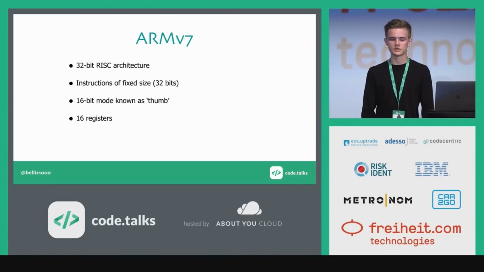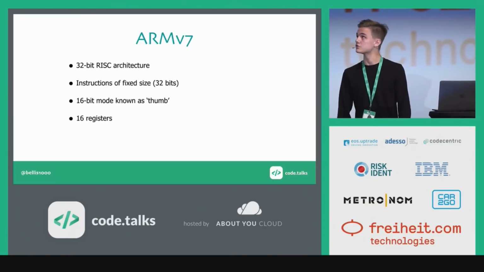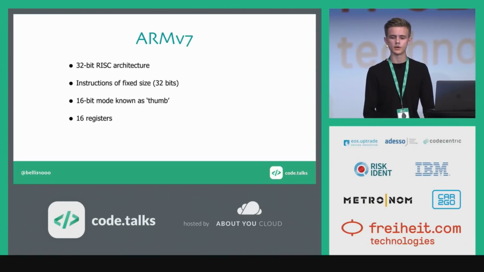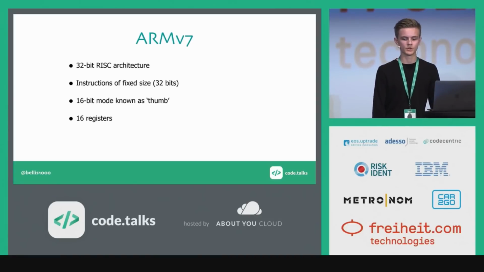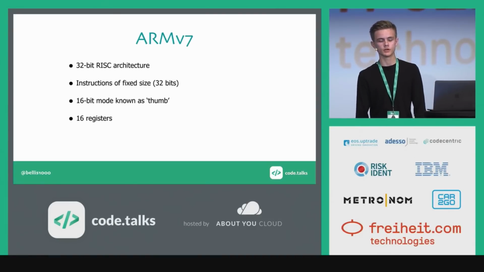For the fundamentals, we're going to start with the ARMv7 instruction set. This is the 32-bit ARM instruction set. It's a 32-bit RISC architecture, and it uses instructions of a fixed size of 32 bits. It also supports a different mode known as Thumb mode, which is basically a 16-bit mode, so you can use that for memory efficiency and stuff.